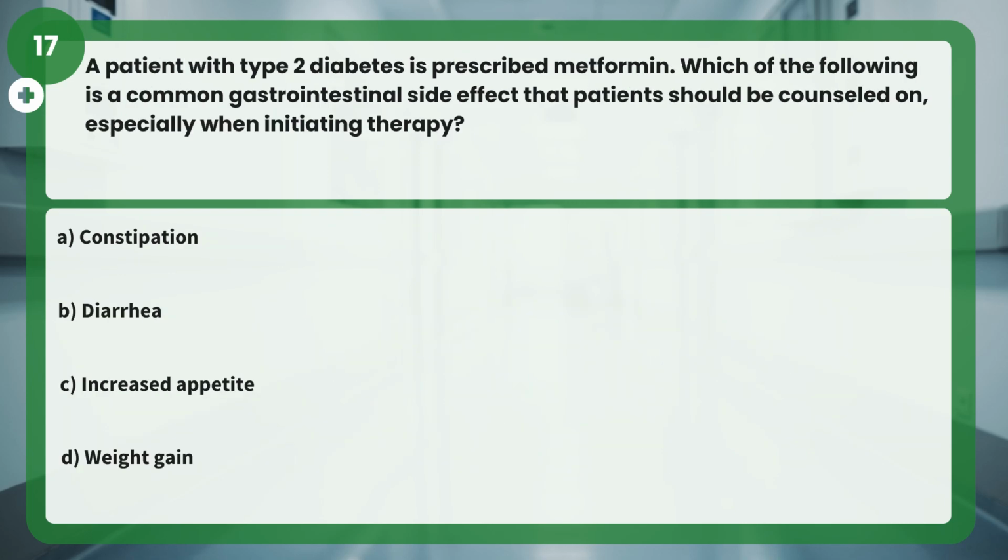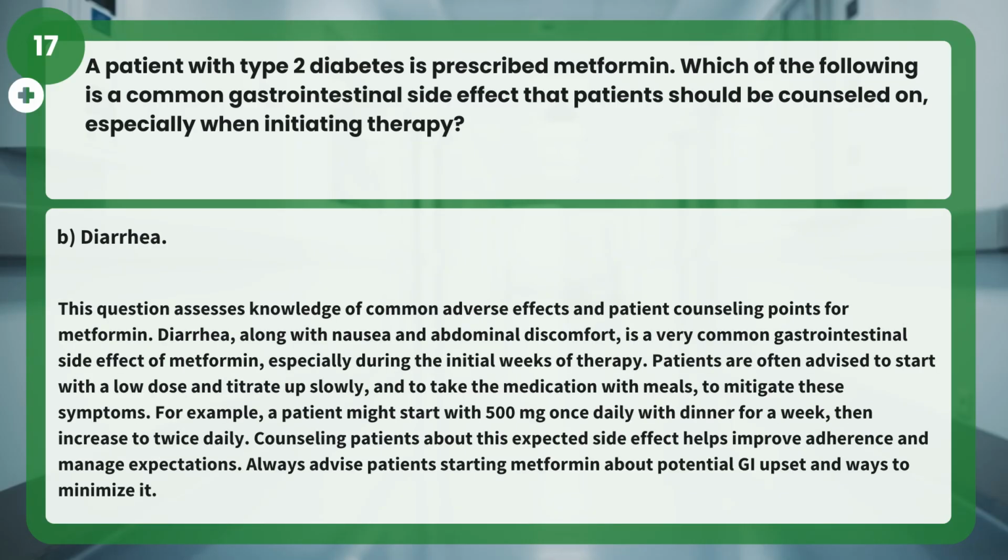Question 17. A patient with type 2 diabetes is prescribed metformin. Which of the following is a common gastrointestinal side effect that patients should be counseled on, especially when initiating therapy? A. Constipation. B. Diarrhea. C. Increased appetite. D. Weight gain. Answer: B. Diarrhea.